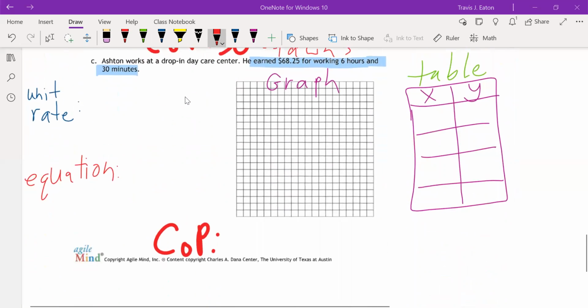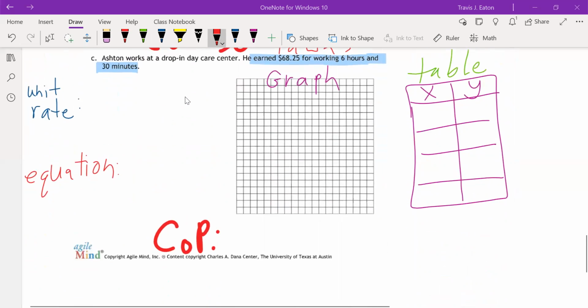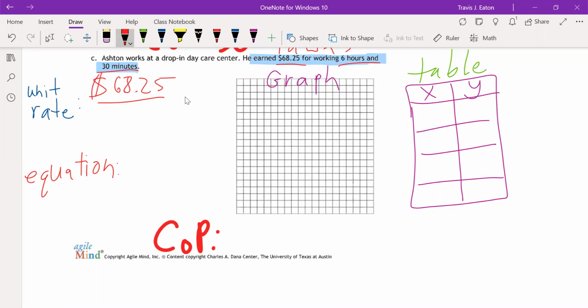Okay. Last one here. Ashton works at a drop-in daycare center and he earns $68.25 for working 6 hours and 30 minutes. In other words, 6.5 hours. So we would find our unit rate. We divide the amount of money that he makes by the number of hours that he works. And we want to find what that is for 1. So we divide 68.25 by 6.5 hours.